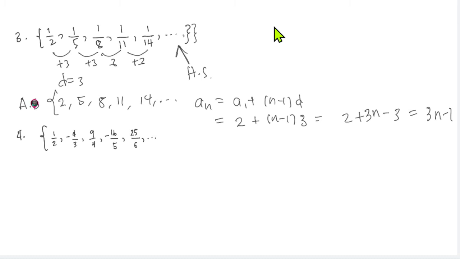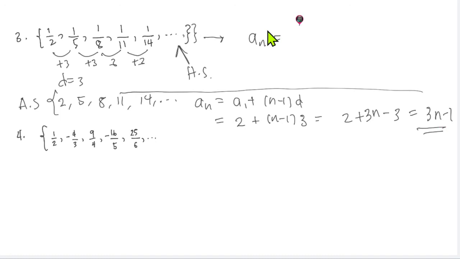So what is the general term for the harmonic sequence? We take the reciprocal to go back to the original harmonic sequence. So for this sequence, the general term is given by the reciprocal of this. That's equal to 1 over 3n minus 1. And that's the general term of the harmonic sequence. Okay?